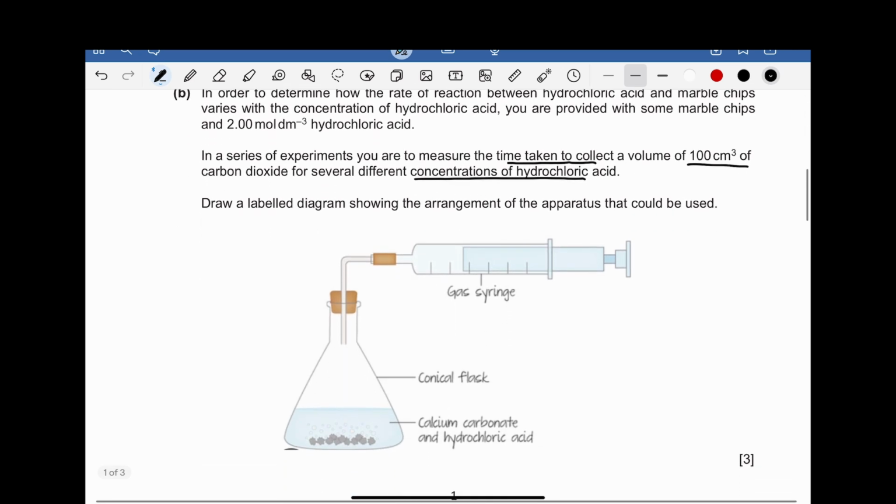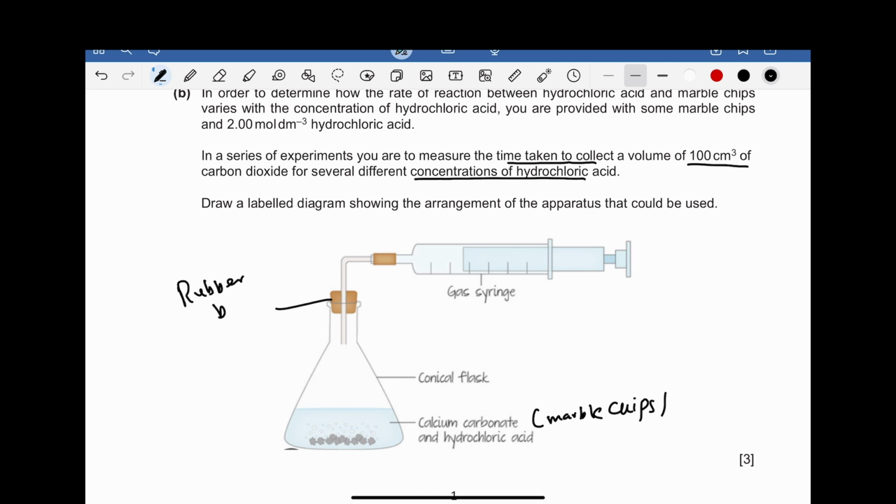So we can use a gas syringe. We need a conical flask. We need calcium carbonate and hydrochloric acid, so marble chips. We will have a rubber bung and a gas syringe. So we can use this setup. Make sure when you draw the diagram, there's no sign of gas leak.